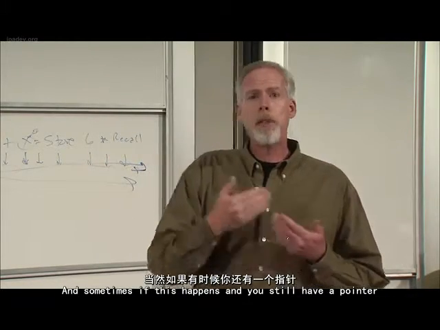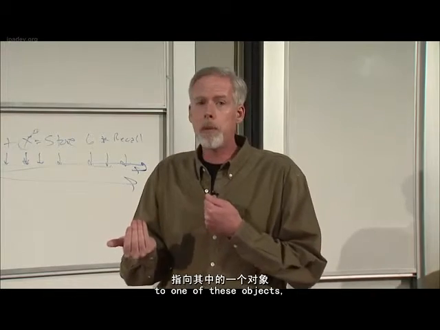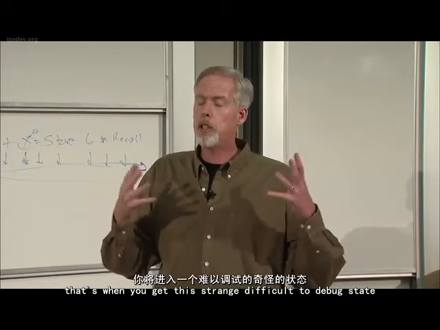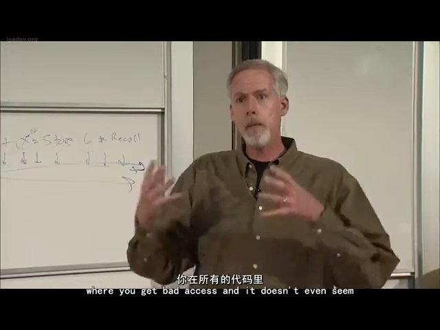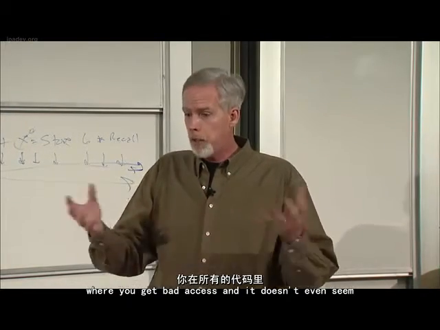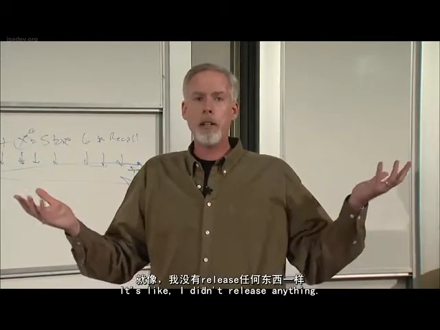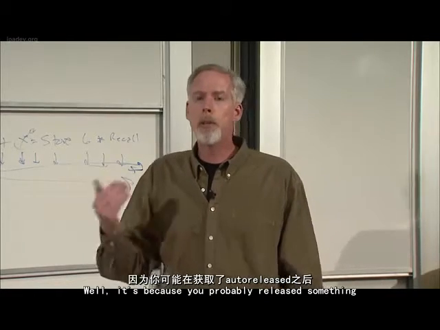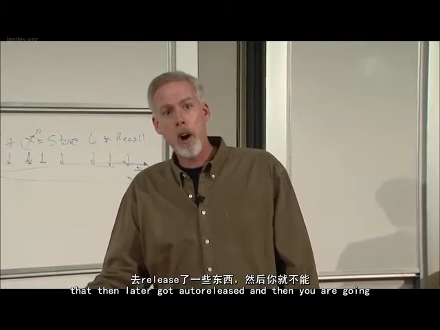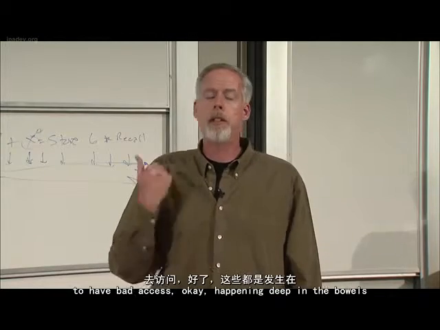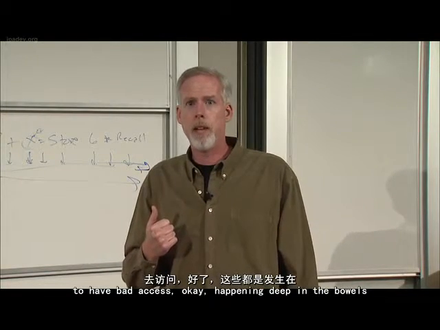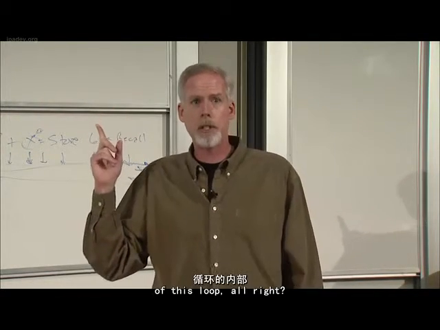And sometimes if this happens and you still have a pointer to one of these objects, that's when you get this strange, difficult to debug state where you get bad access, and it doesn't even seem to be in any of your code. It's like, I didn't release anything. Well, it's because you probably released something that then later got autoreleased, and then you're going to have bad access, happening deep in the bowels of this loop.